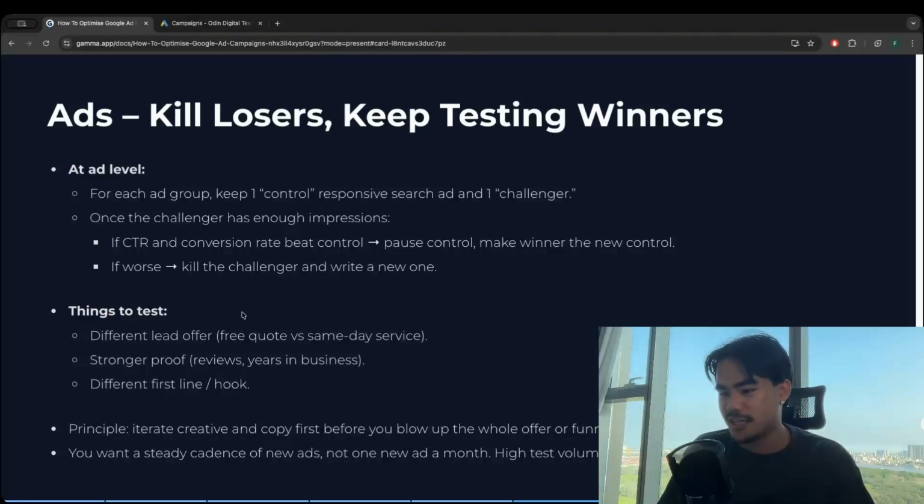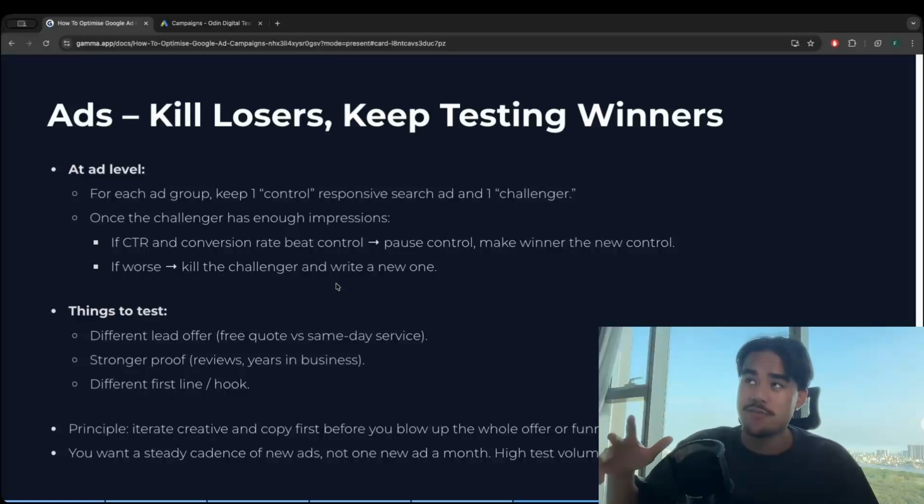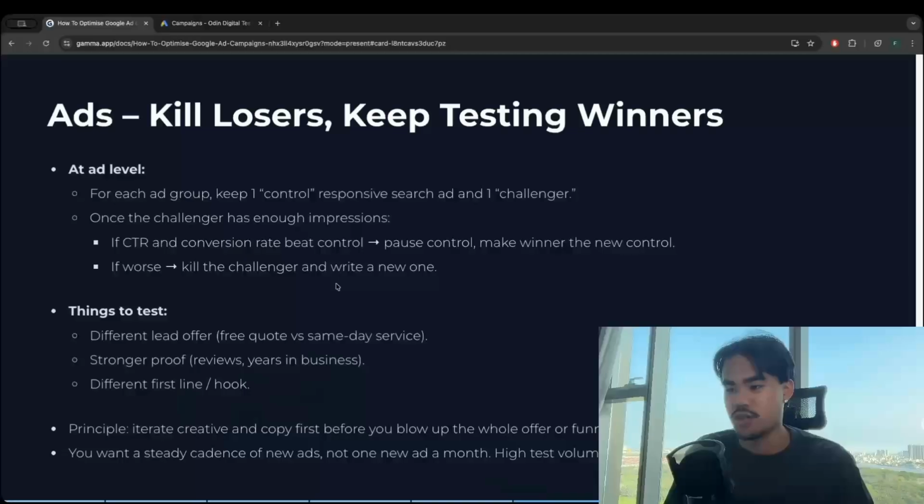So things to test are a different lead offer, for example, like a free quote or same day service, and stronger proof as well. So reviews, years in business, any awards, anything like that you're able to mention. And then the last thing is a different first line or hook in terms of the headline. And that could be a headline on the ad copy itself or a headline on your landing page.